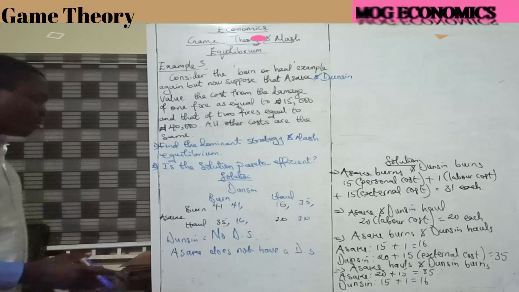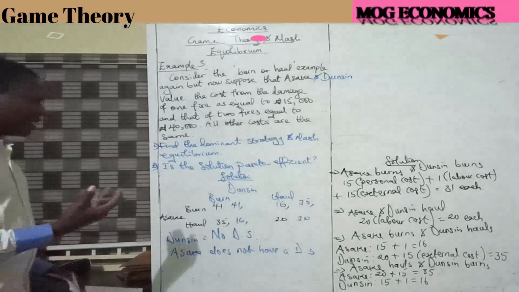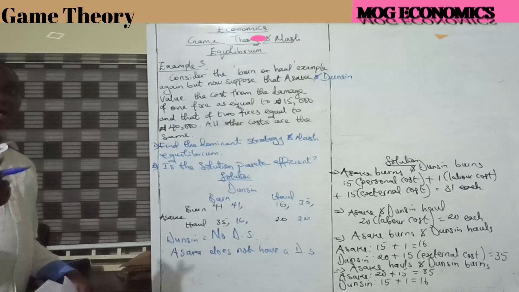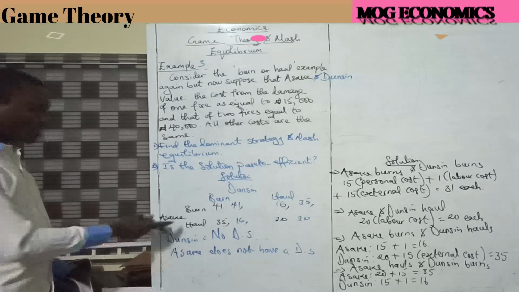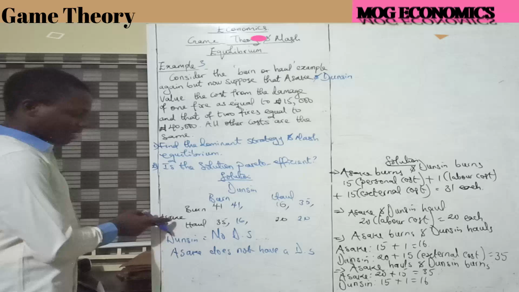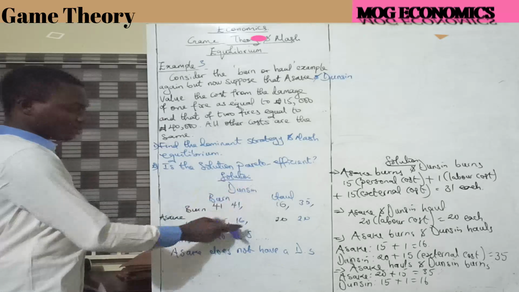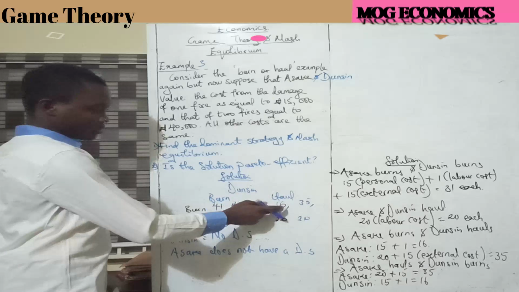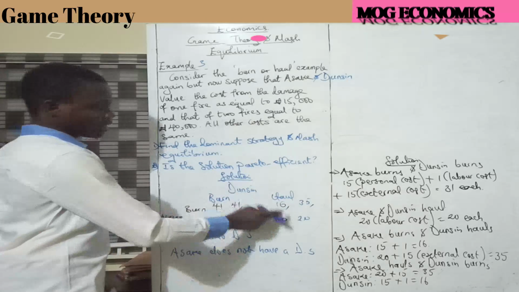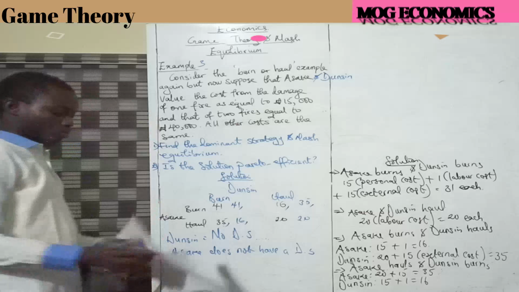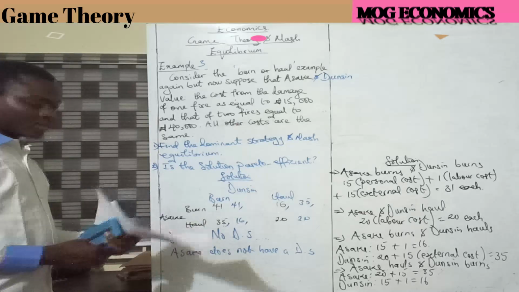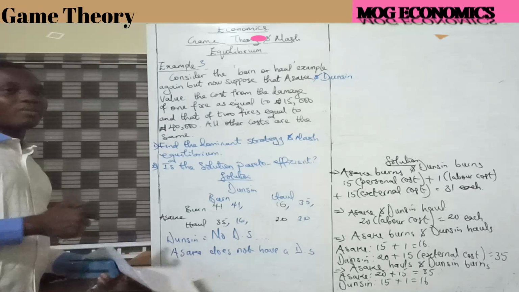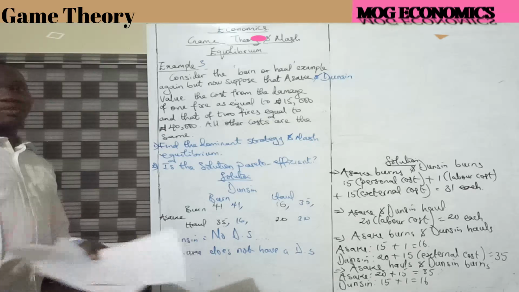So if you look at this game, the Nash equilibrium is occurring at a position where one of them has to haul and the other person has to burn. So here it is either Ashake hauls and Dusi burns, or Ashake burns and Dusi hauls. It's basically saying that one person should haul, and if one person has chosen to haul, the other person cannot choose to haul again. So the other person has to burn.